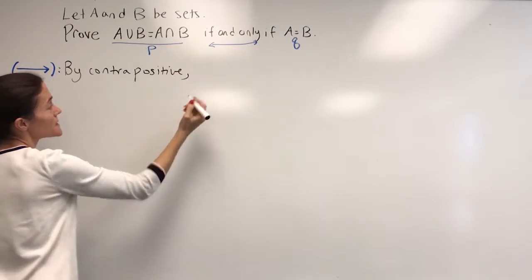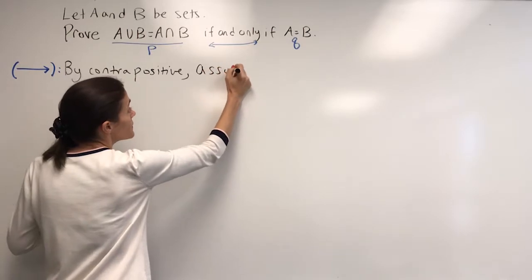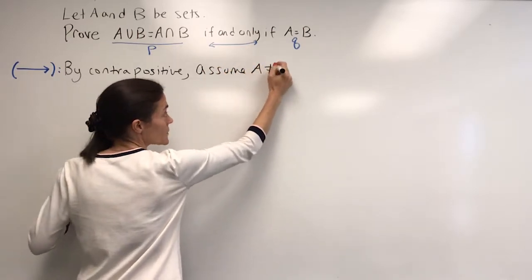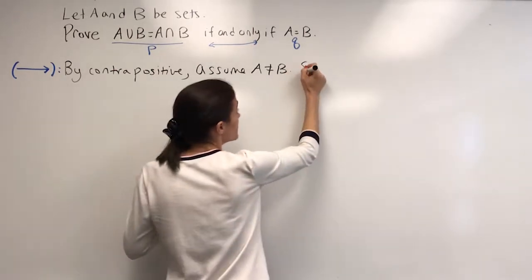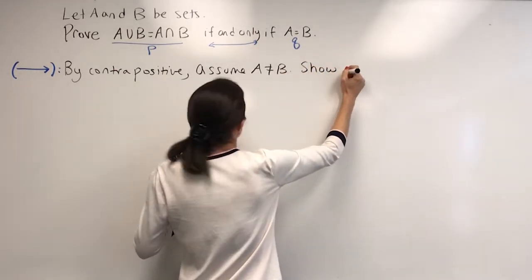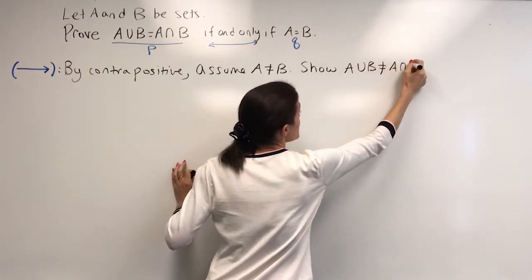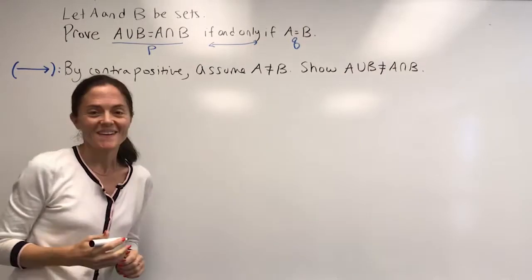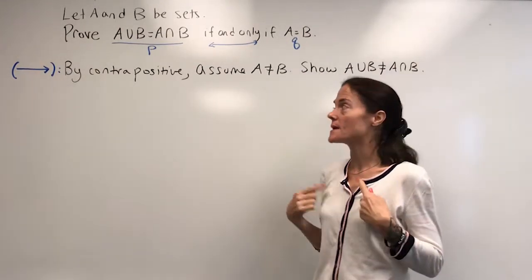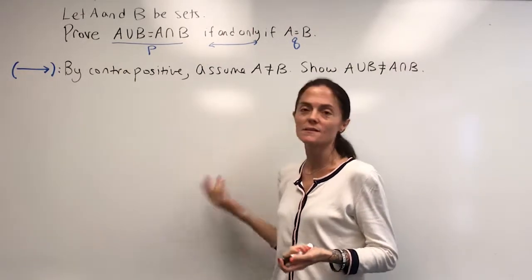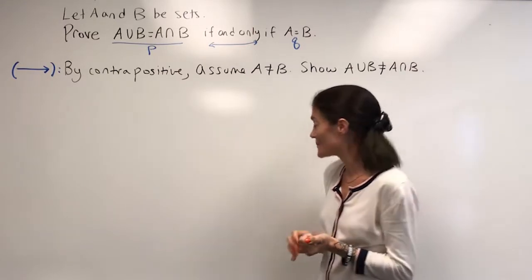By contrapositive, well, we assume not Q, assume A is not equal to B, and then what we want to show is that A union B is not equal to A intersected with B. Okay? Now you could potentially prove this directly. For me personally, I thought contrapositive first when I was working through it. And so that is what I'm going to present to you.